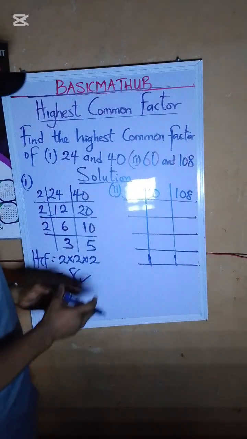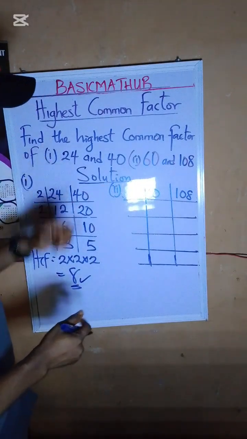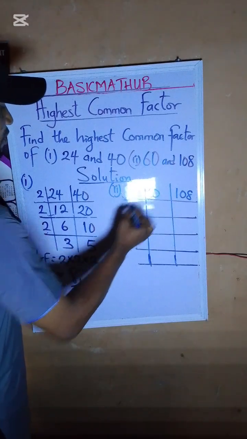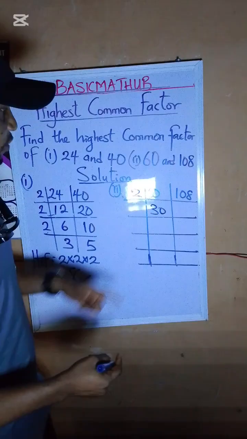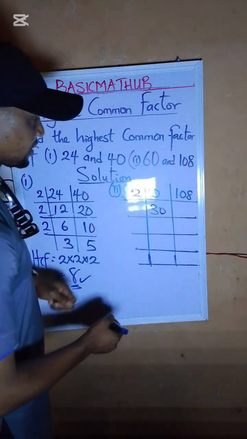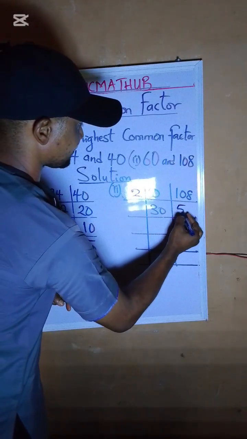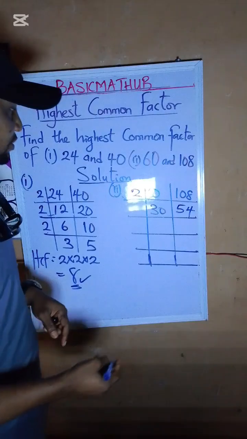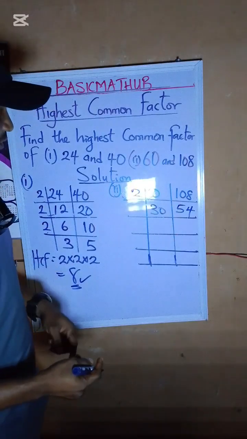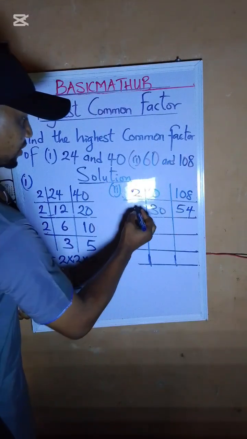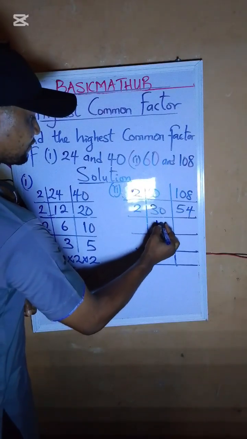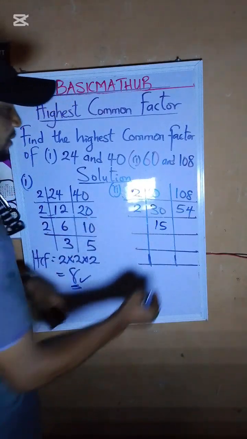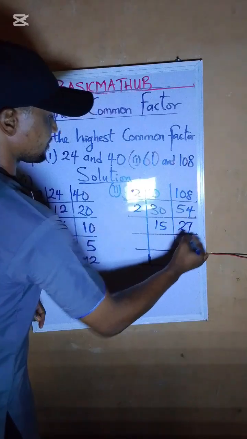So let's look at 60 and 108. If you look at it properly, you see that 2 will go in both 60 and 108. So 60 divided by 2 will give us 30, and 108 divided by 2 will give us 54. So if you look at 30 and 54, 2 can still do it. 30 divided by 2 will give us 15, and 54 divided by 2 will give us 27.